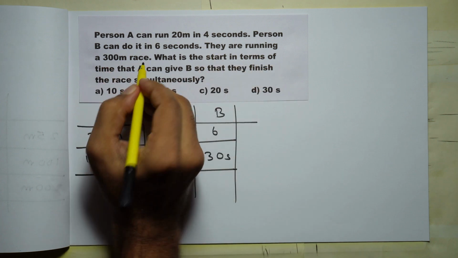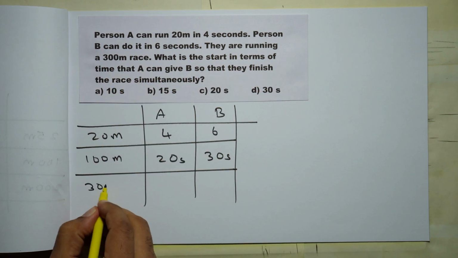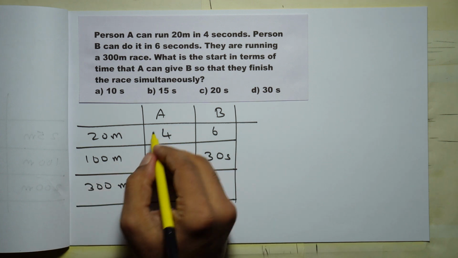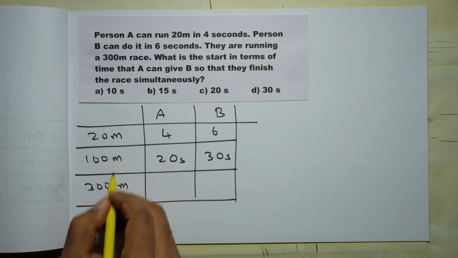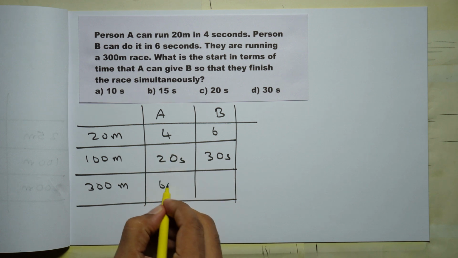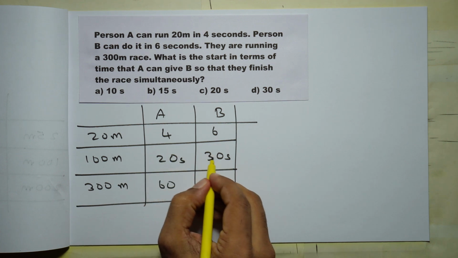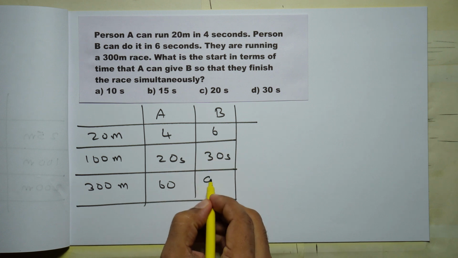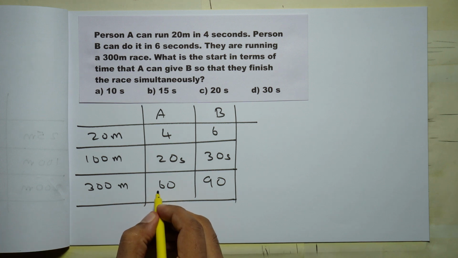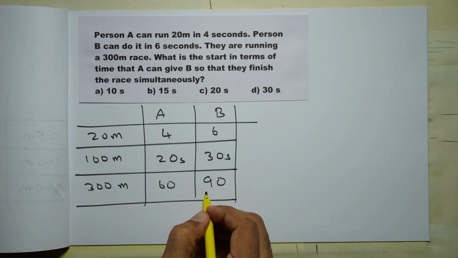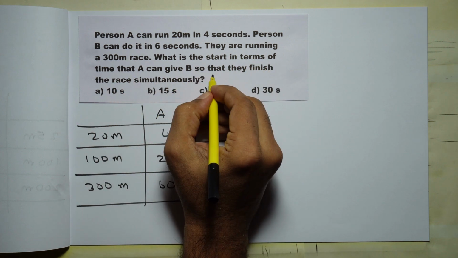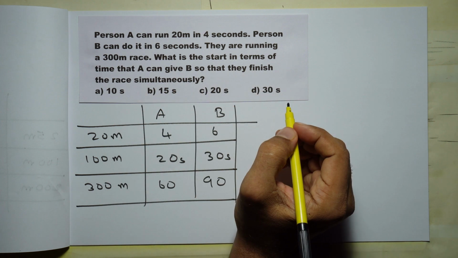Now they are running a 300 meter race. So we'll just find out the time required for completing the full 300 meters. For 100 meters, A requires 20 seconds. 300 meters means the distance has been made 3 times. So 3 times 20 is 60 seconds. And B will require 3 times 30, which is 90 seconds. So for the 300 meter race, A requires 60 seconds and B requires 90 seconds. What is the start in terms of time that A can give B so that they finish the race simultaneously?